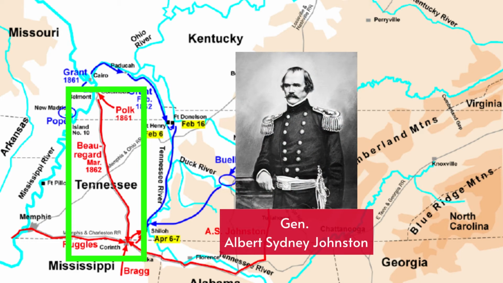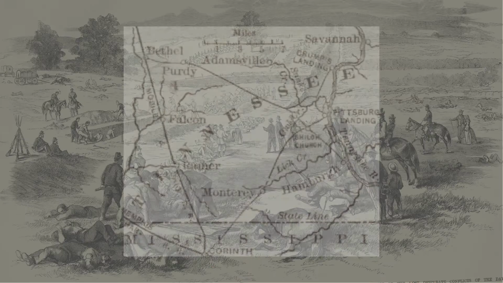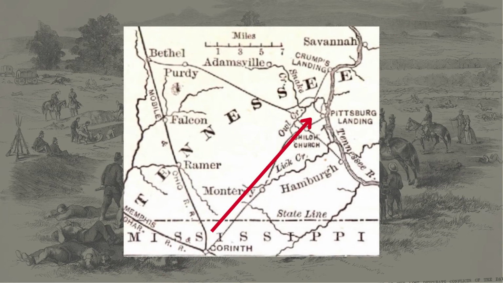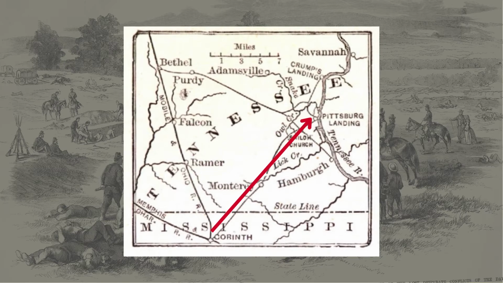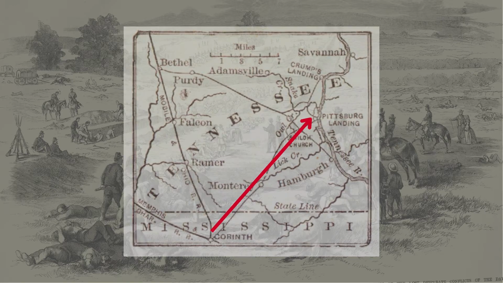Knowing what the Federals planned to do, Johnston gathered his forces, also known as the Army of Mississippi, at Corinth and planned to smash Grant's army at Pittsburgh Landing before they received reinforcements. This fight would be the rebels' best chance at holding off the Federal Army and keeping them out of Mississippi.